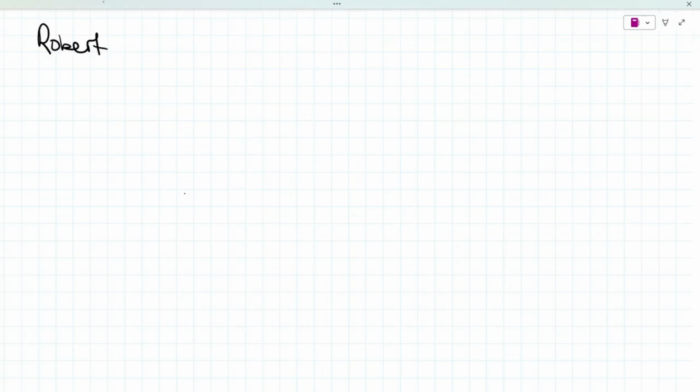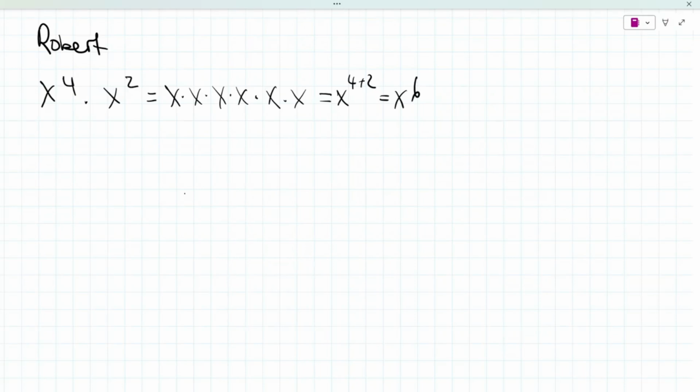Now, let's look at a number like x to the power 4 multiplied by x to the power 2. This, in an expanded form, will look like this: x multiplied by x multiplied by x multiplied by x for x to the power 4, multiplied by x squared, which is x times x. So the final answer here is x times x times x times x times x times x, which is x to the power 4 plus 2, which is equal to x to the power 6.